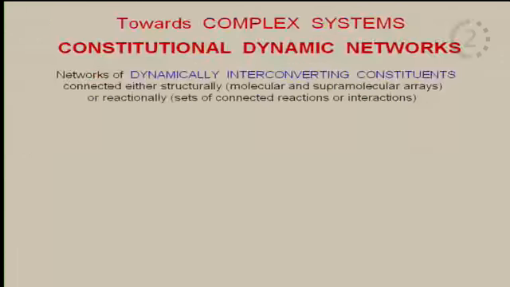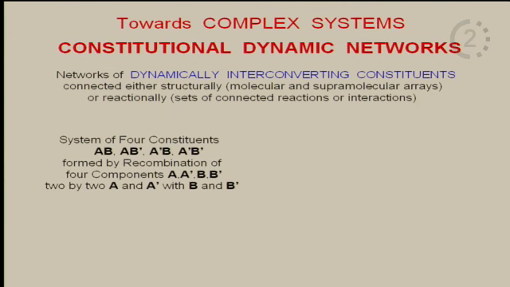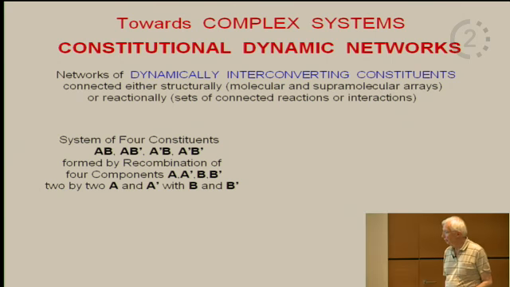Now, this type of reversible systems can be considered as forming a network. And this is what I would like to finish with. It will not be very long. Suppose you have AA prime and BB prime. AA prime, same functional group, for instance, 2 aldehydes. BB prime, 2 amines. They can combine, as you realize, to form 4 constituents: AB, AB prime, A prime B, A prime B prime.